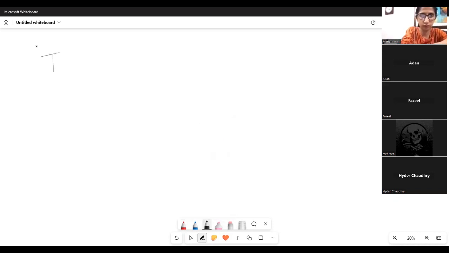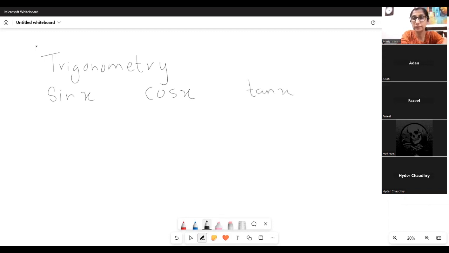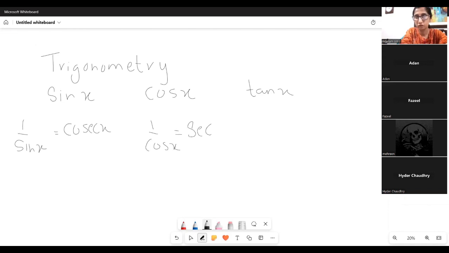So starting the next topic, trigonometry. Today we'll just be discussing graphs of sine theta or sine x, cosec x, tan x, and their reciprocal functions. 1 over sine x is actually cosecant x. 1 over cos x is secant x, short for sec, and 1 over tan x is cot x.